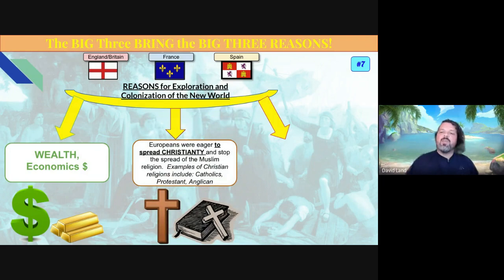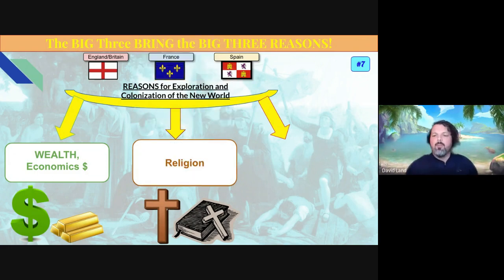Now, the second reason that we'll look at, when you see the picture there: Europeans were eager to spread Christianity and to stop the spread of the Muslim religion. Now, Christianity can be many religions. For example, Catholics are Christians. Protestants, Anglicans, they are also Christian. They wanted to spread the word of God into a new world. We're going to call this the religion motivation.